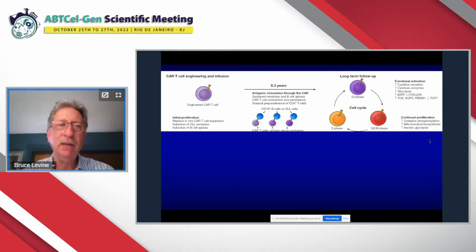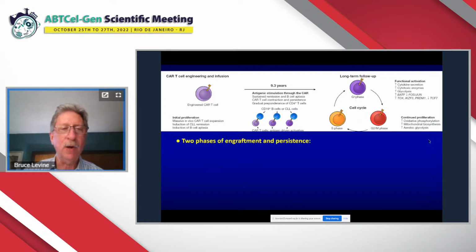So to summarize the paper here, which has much more data than I have time to present to you, there is an initial period of proliferation where we do see CD8 cells predominating, but in the long term, we see the CD4 cells and continued proliferation accompanied by increased oxidative phosphorylation, mitochondrial biosynthesis, and aerobic glycolysis. So that's another thing that we've observed here and previously, is the metabolic changes that accompany the immediate near-term post-infusion period and the long-term period. So there are these two phases of engraftment and persistence.